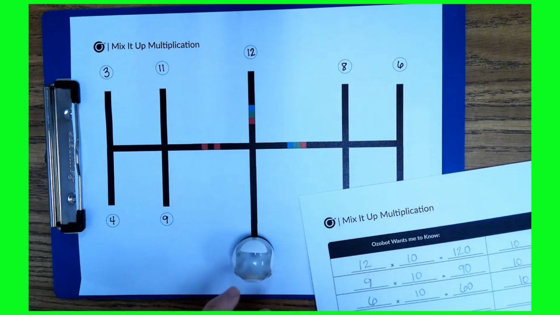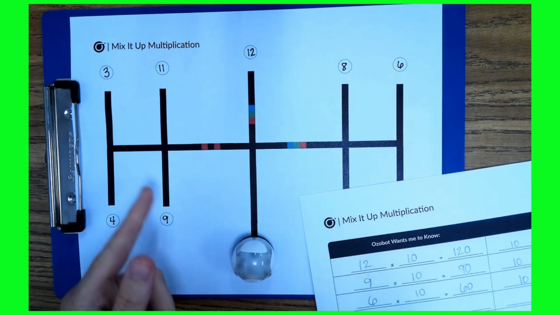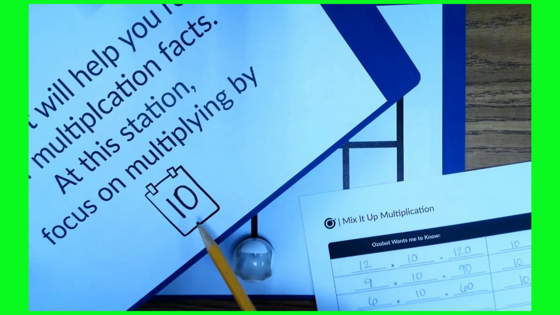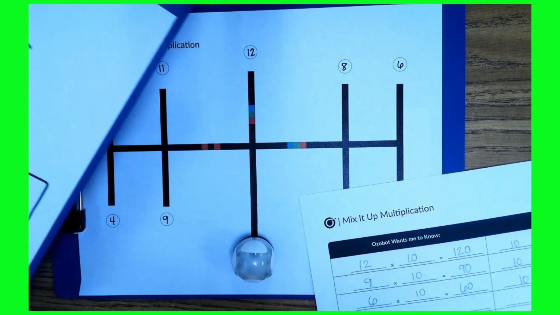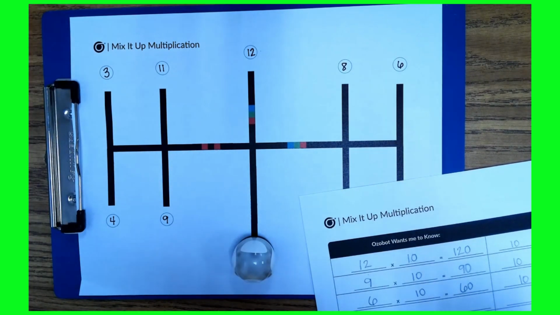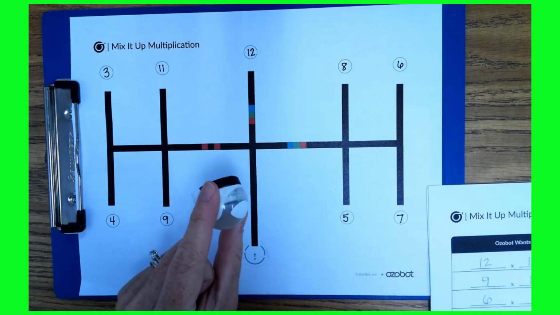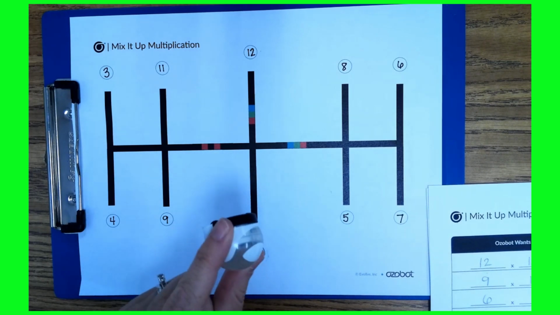After a few minutes, we will call time and you will move to the next number. So if I'm at table 10, I'm going to move to table number 11 next. If I'm at table 4, I'm moving to table 5 next. So we'll just move around the room, letting our little friend Ozobot help us do some mix-it-up multiplication.